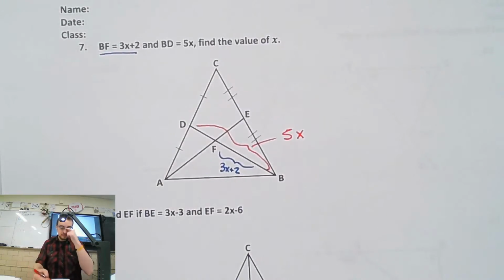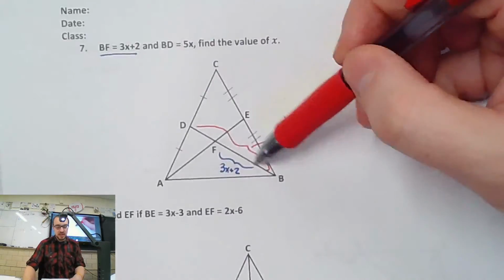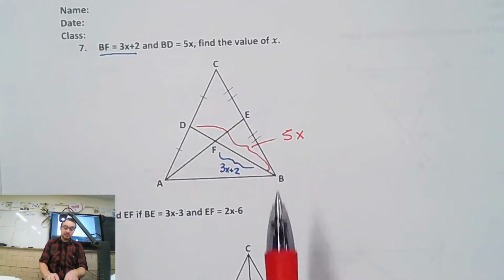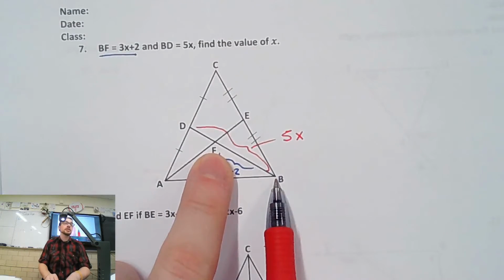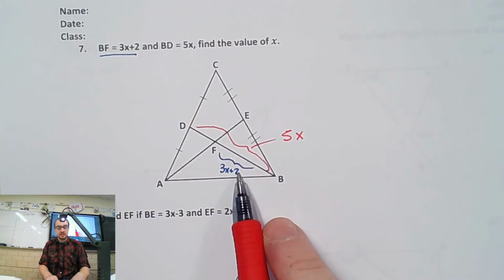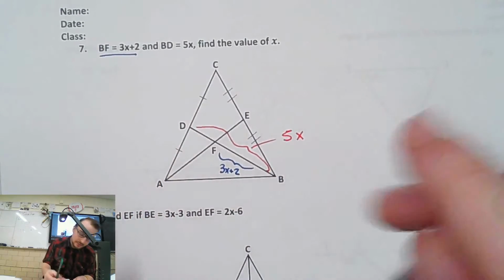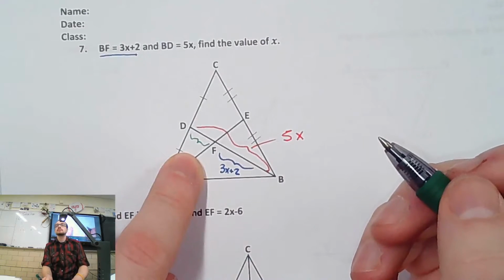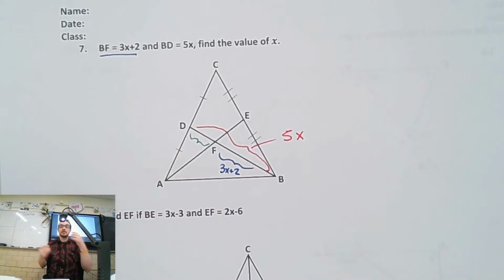First of all, what's going to be the bigger segment, BF or FD? BF, not just because it looks bigger, but because vertex to centroid is always the bigger part. Vertex to the centroid is always the bigger part, okay? So that's the bigger part. That means that's the smaller part. That's going to be half, right? So we've got to divide everything by 2.